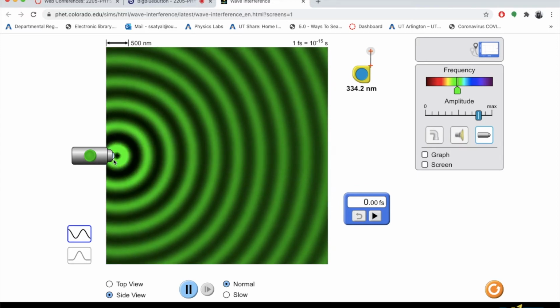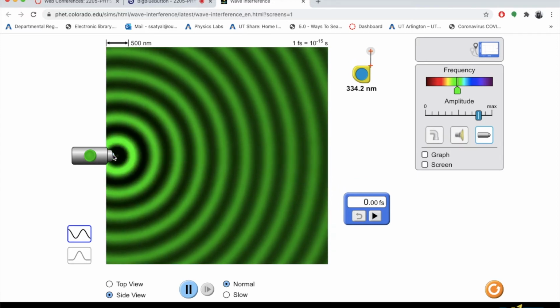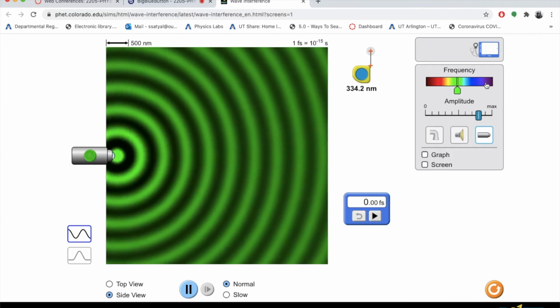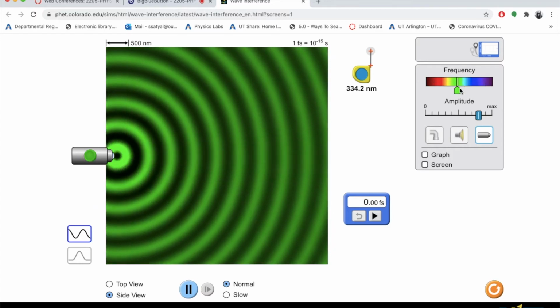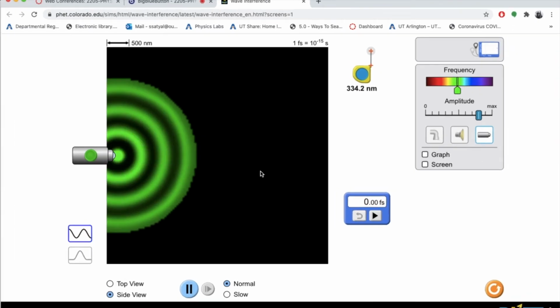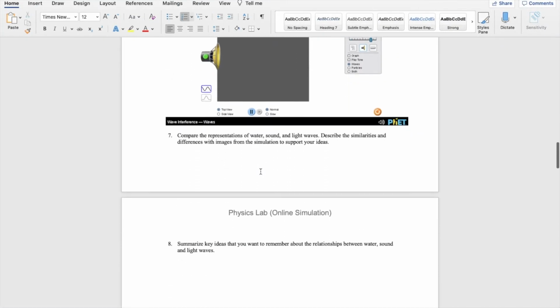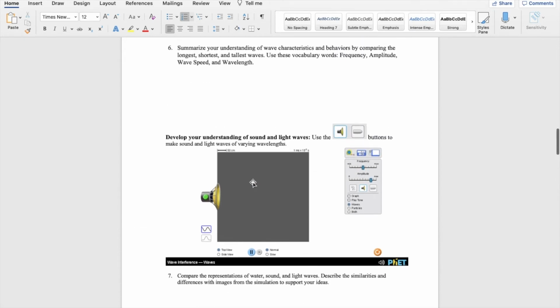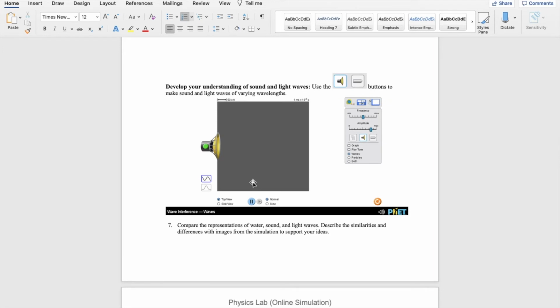This is here the light source. You can pick what color light you want, red to blue, and compare the representation of water, sound, and light wave. Describe the similarities and differences in the images from the simulation to support your ideas.